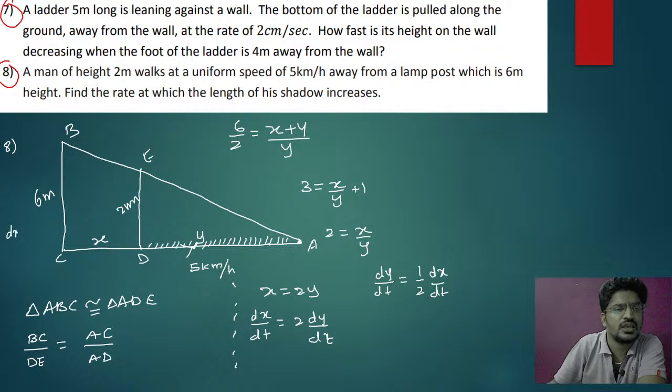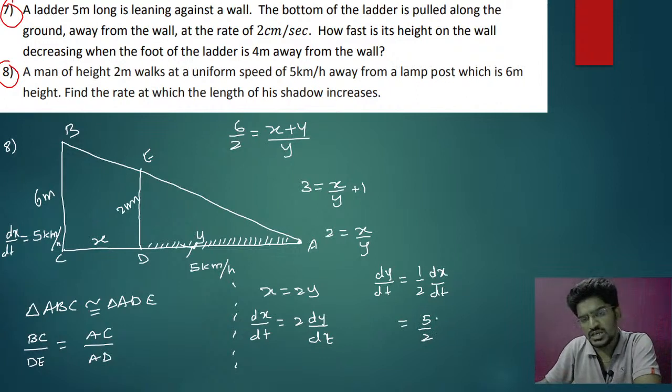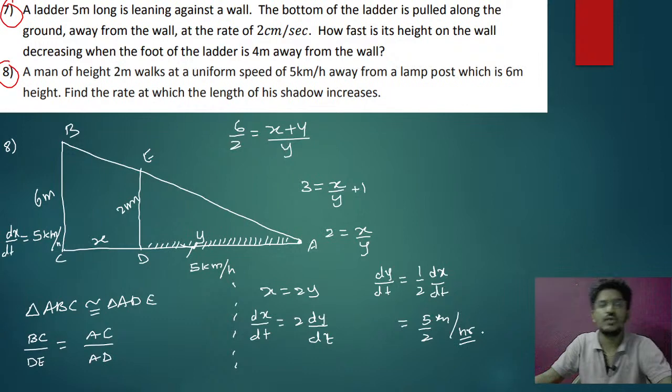You can write here the given term is dx by dt. That means if he walks away from the lamp post, the rate of change of x is 5 kilometers per hour. So with that it will be 5 by 2 kilometers per hour. This will be your answer. The problem is very simple. You just have to think and solve.